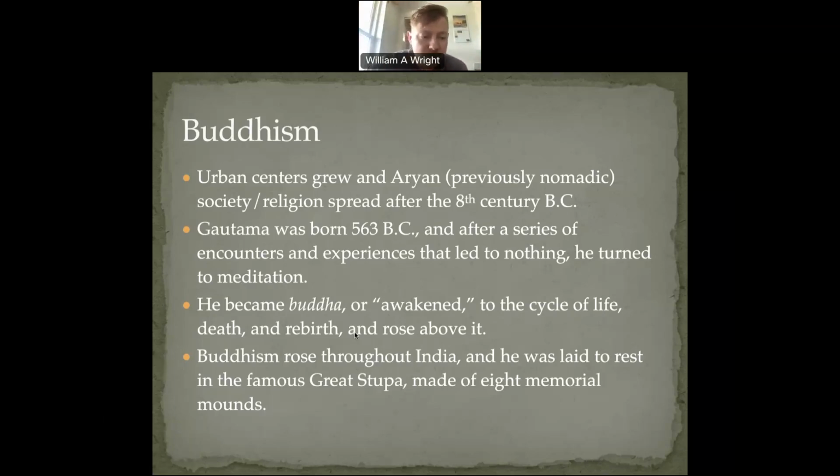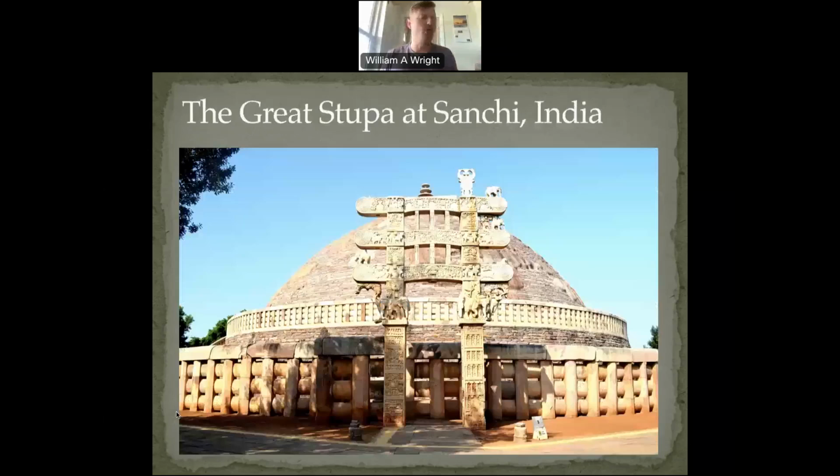And he becomes a central sort of prophet figure to this group that becomes known as Buddhism, and it rises and spreads throughout India. And then he was laid to rest in the famous Great Stupa, made of 8 memorial mounds in Sanchi, India. Here's the burial, the Great Stupa where the Buddha was buried. He's a historical figure. We know he existed, and he did create this sort of new practice. And I do think it's interesting.